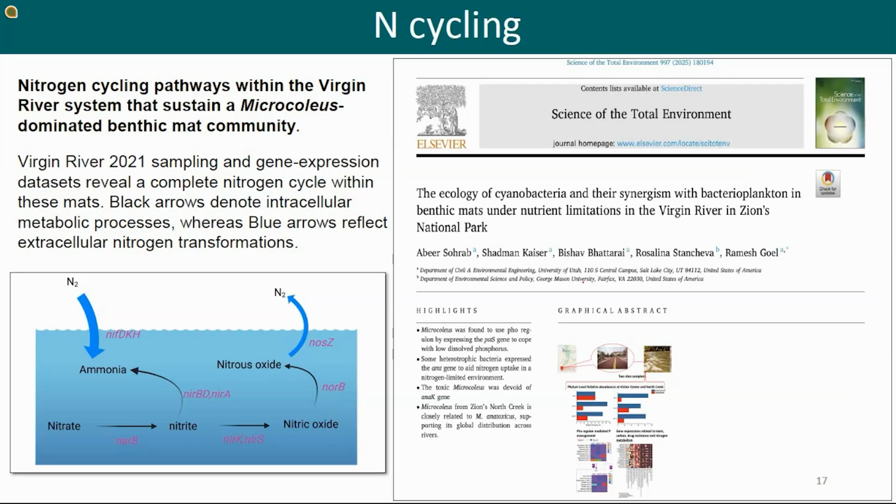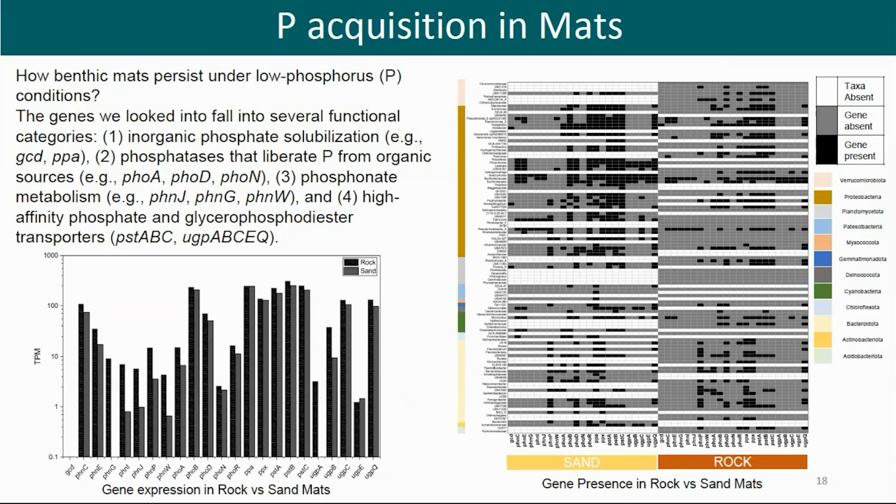Coming to another important nutrient, which is phosphorus. We also looked into how phosphorus is getting acquired into these mats. For this, we studied different kinds of genes, focusing more on the organic phosphatase genes, because our rivers were limiting in inorganic phosphorus.